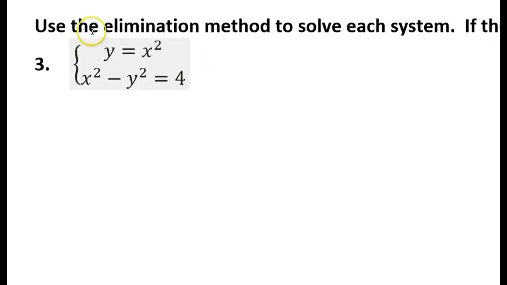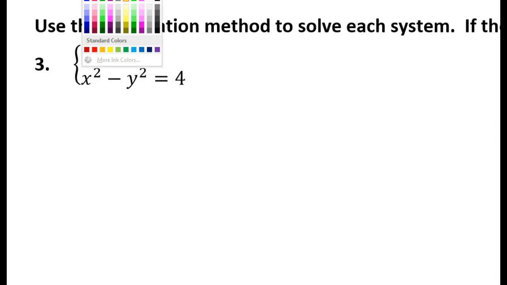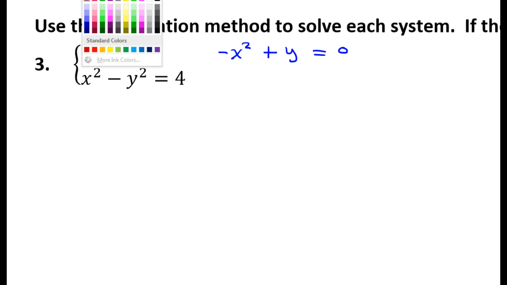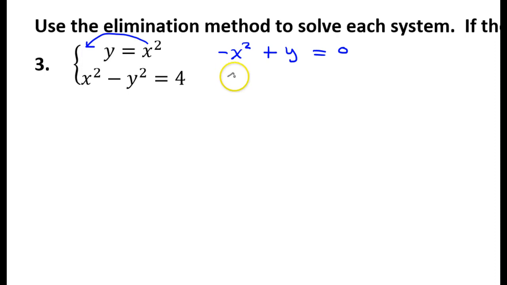For the elimination method, you want to have all of your like terms lined up. So let's go ahead and move this x squared over to the left side of the equation. Let's put it in general form. So I'm going to have to subtract this x squared from both sides. So the top equation will become negative x squared plus y is equal to 0. I just simply subtracted x squared from both sides. The bottom equation did not change, so I'm just going to recopy it like it is. x squared minus y squared is equal to 4.